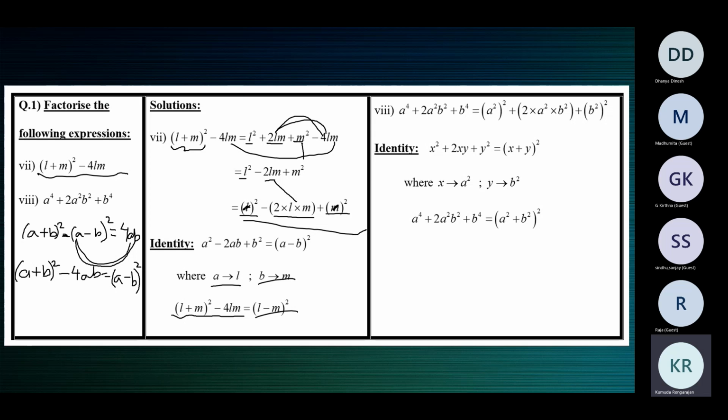That's what is here also. Here the identity, we have understood it using a and b. Here the result is in terms of L and M. L plus M the whole square minus 4LM is equal to L minus M the whole square. The identity is here in terms of L and M.